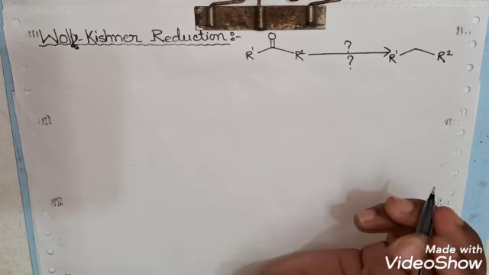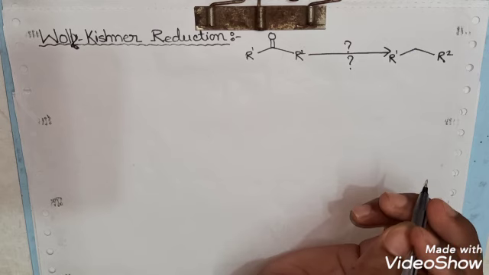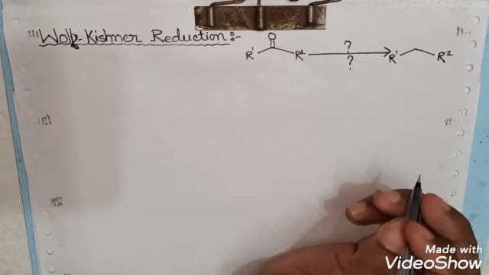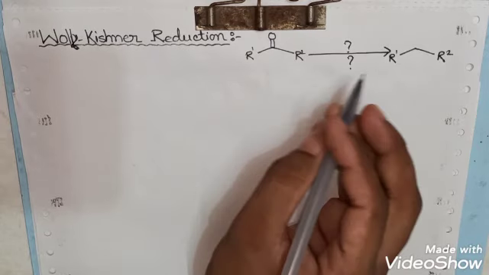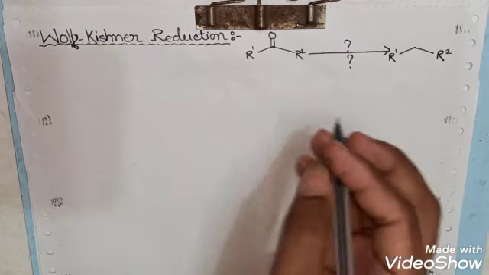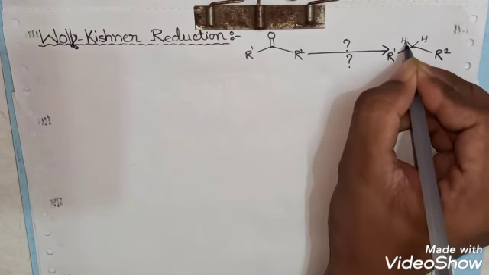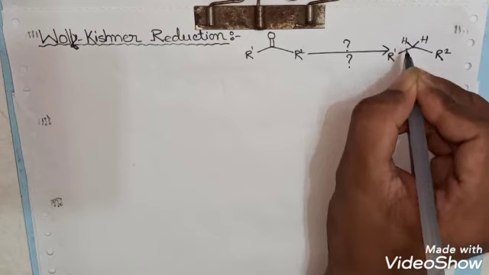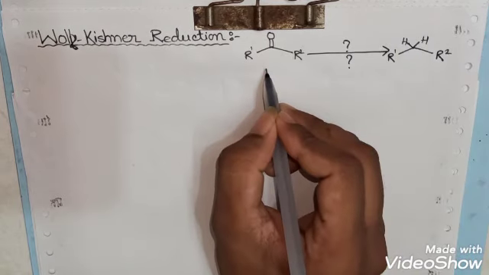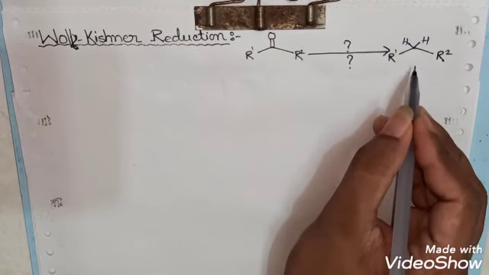Today we will learn about the Wolff-Kishner reduction. This is a reduction type of reaction where a carbonyl compound is reduced. This is basically CH2 which has been reduced. So this is our reactant and this is our product. Our product has been reduced.